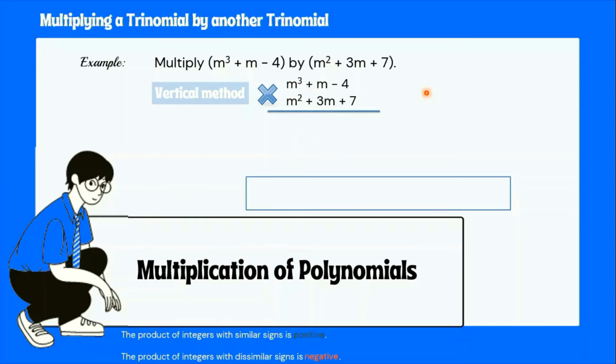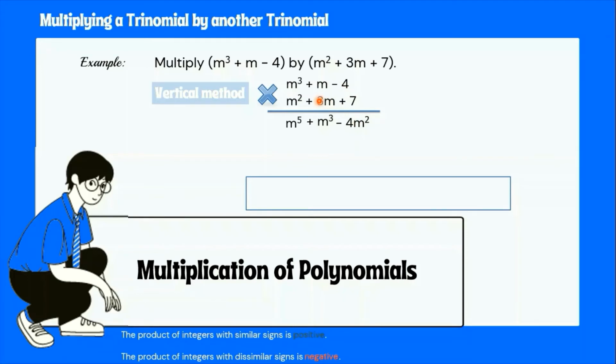Kaya m squared multiplied by m cubed, ang sagot ay magiging m raised to the power of 5 kasi 3 plus 2 is equal to 5. Next, m squared multiplied by m is equal to m cubed dahil 2 plus 1 ay 3. And then, m squared multiplied to negative 4 ay negative 4m squared.